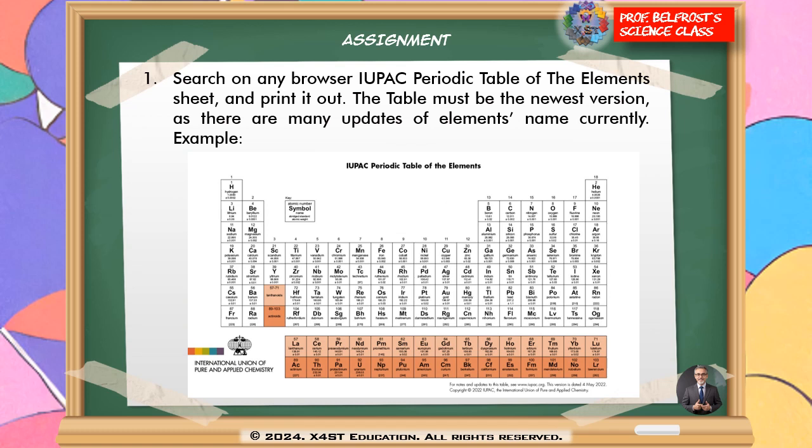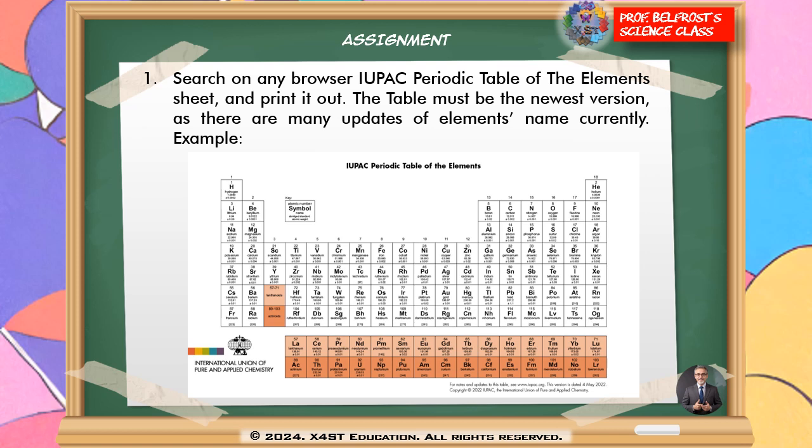So we have reached the final part of our lesson today. Here's a little assignment. Actually, not an assignment because I haven't discussed anything about calculation. So that's the assignment. Search on any browser that you have: Google Chrome, Mozilla Firefox, Opera, Safari, an IUPAC periodic table of the elements sheet, like this one you see on the slide, and print it out. You'll need it later, in maybe the third or fourth lesson. We'll start using this.